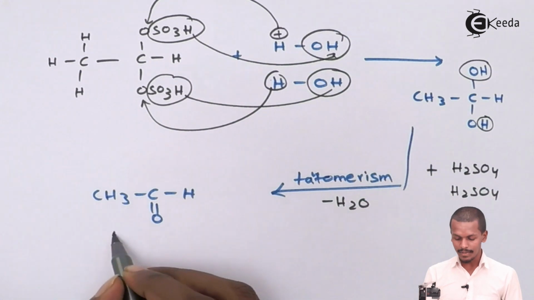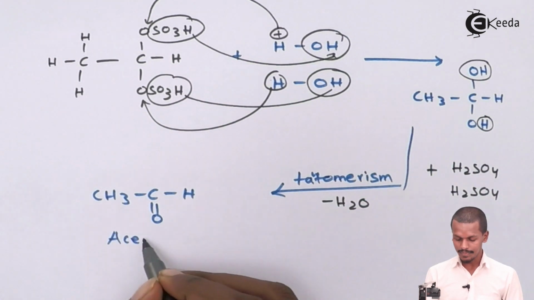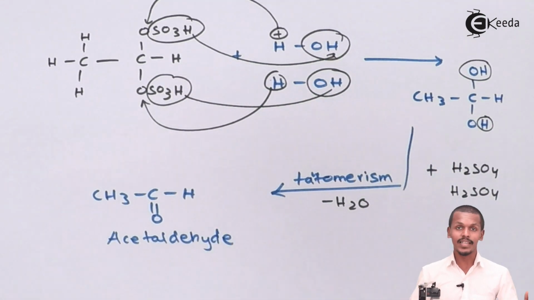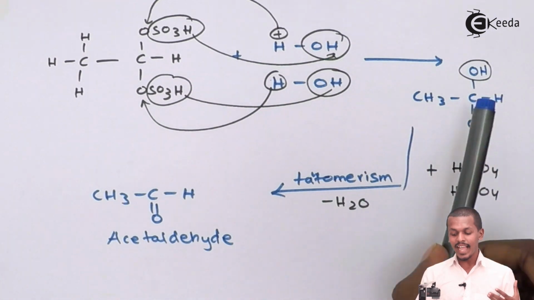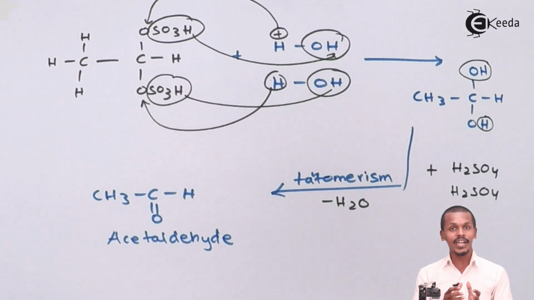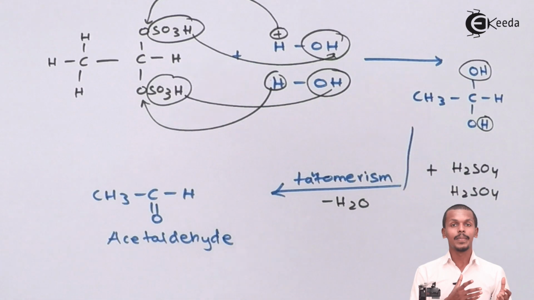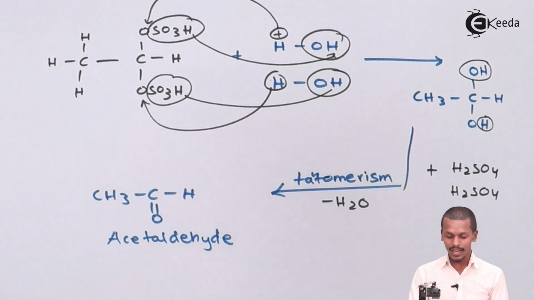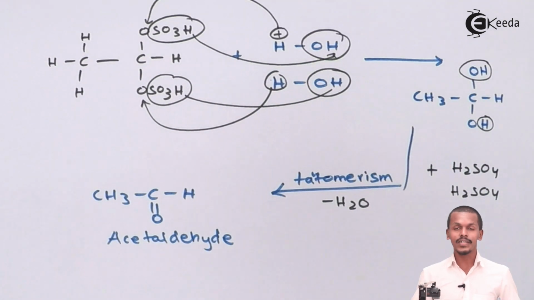So basically this is nothing but acetaldehyde that we know, or we could call this ethanal. So basically a diol has now been converted into an acetaldehyde. This kind of conversion of one functional group to another functional group, while keeping the carbon atoms as they are, is in this case known as tautomerism. So tautomerization has happened over here, and that is the reason an alkyne is now being converted into an aldehyde. This is the kind of reaction that takes place with sulfuric acid.